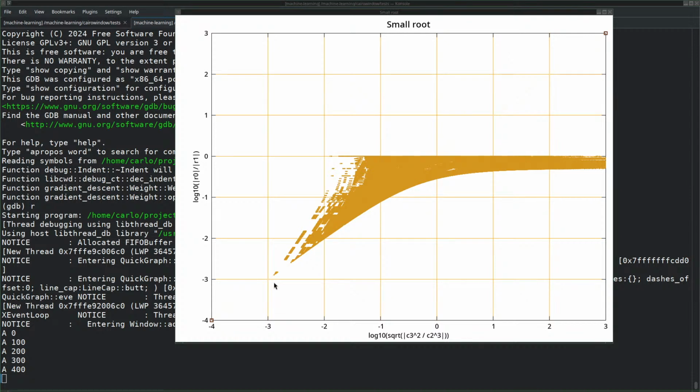The looks of it are, these points are on the line x equals y. Not sure if you can see it, but it's a very faint diagonal line here. You can also see it here.